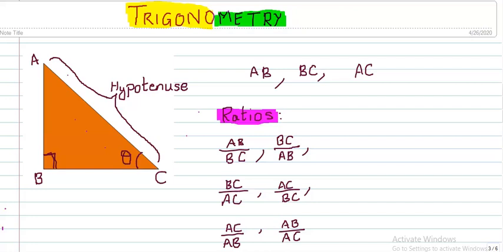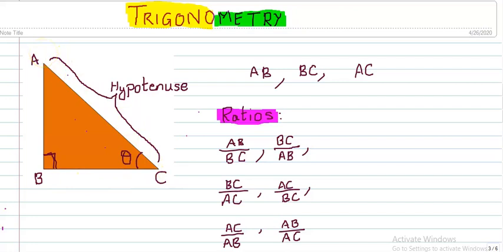That is trigonometry. Trigonometry, as the name suggests, is a combination of two words, trigono and metry. Trigono means triangle and metry means measure. So we are going to deal with the measures of either the sides or angles of the triangle. We are going to consider a particular type of triangle, that is right angled triangle.